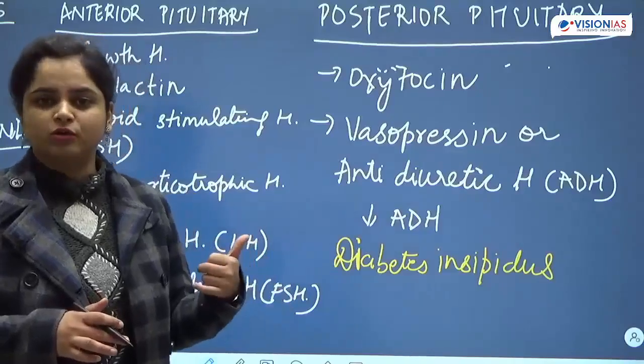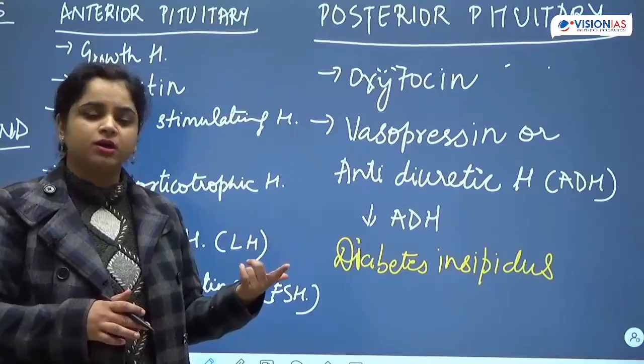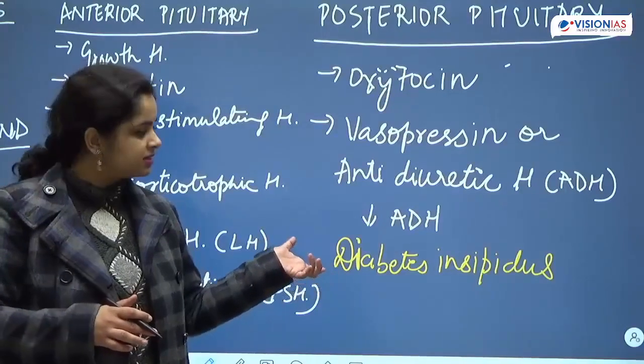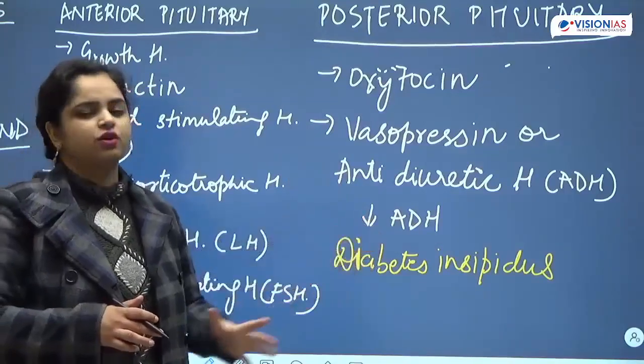Okay, so diabetes insipidus, you remember this as a contrast to the normal diabetes which you know. We'll talk about that also. That's also an endocrine disease. So that diabetes is for sugar. This is the diabetes insipidus. This is for the deficiency of ADH.